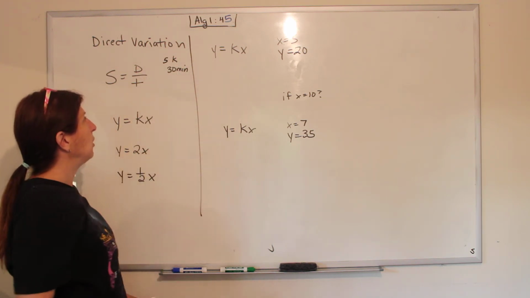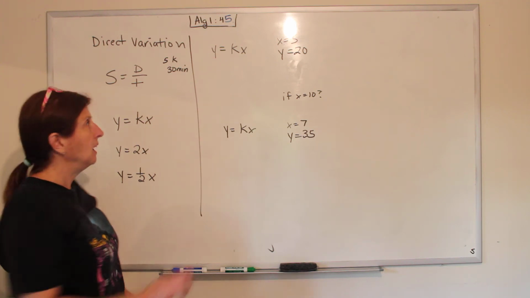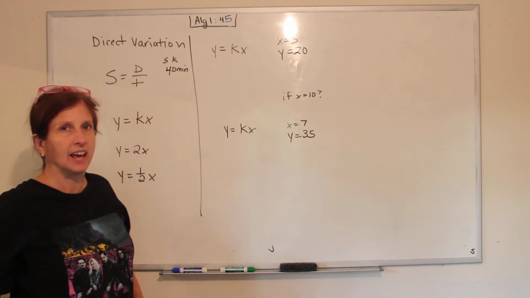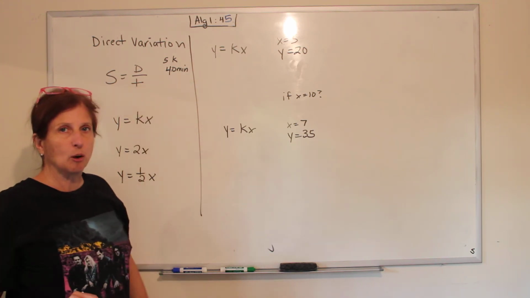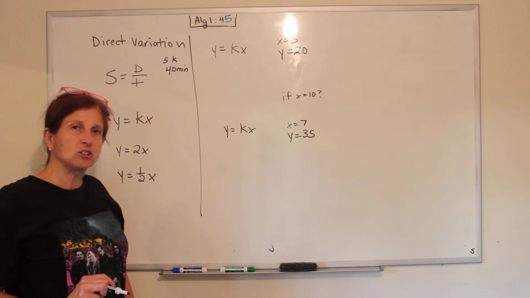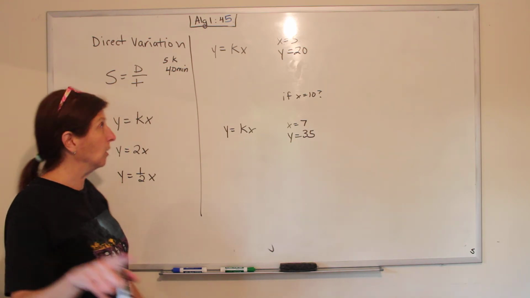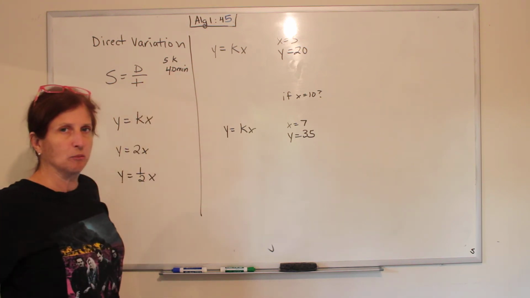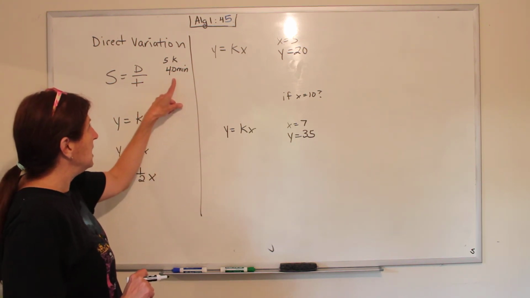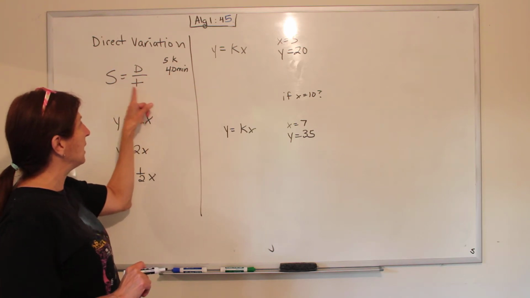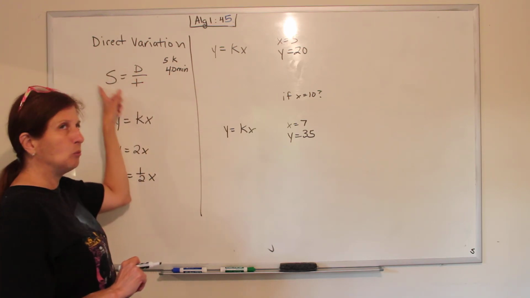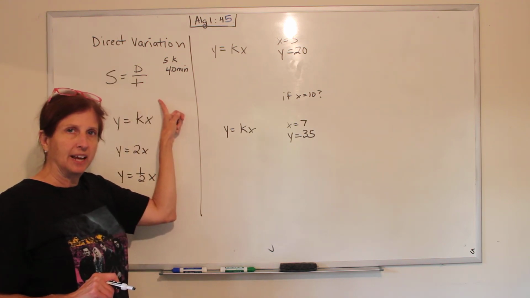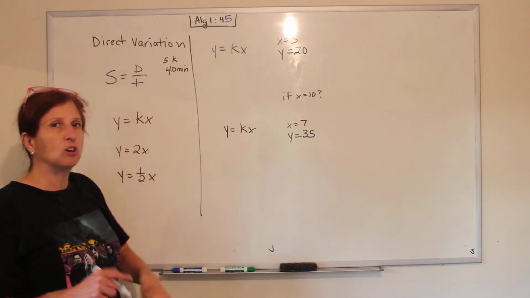Now, what if one day I take 40 minutes to do my 5K? My time goes up. Am I going faster or slower? I'm going slower because it took me 40 minutes to get it done instead of 30. It's taking me forever. I'm never going to get to go eat breakfast. Okay? So if my time goes up, my speed went down. It's because one's in the numerator and the other one's in the denominator. And so they vary inversely.